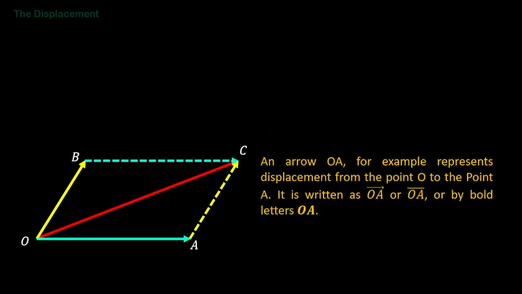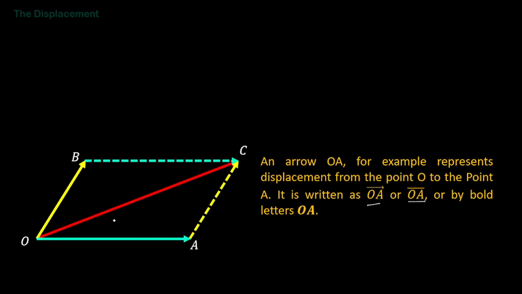An arrow OA, for example, represents displacement from the point O to the point A. It is written as OA with an arrow over it, or OA with a line over it, which we read as OA bar, or by bold letters OA. These are the ways of representing the vector quantities.